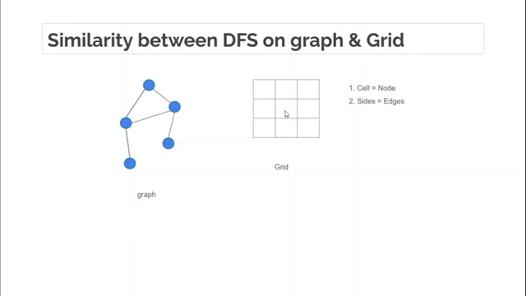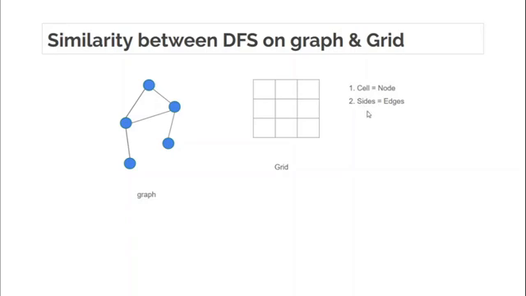For example, these two cells are sharing this side, so these two cells are said to be connected by an edge. Similarly, this and this, and this and this. For this one there are two connections, left and down. So the cells are considered to be nodes and sides are considered to be edges.